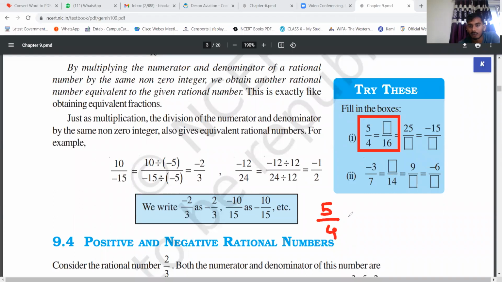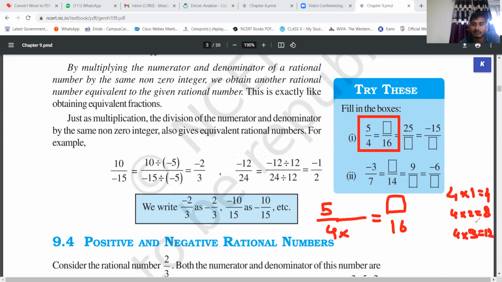5 by 4. Keep some gap and write dash upon 16. Now imagine, in the table of 4, when does 16 come? 4 ones are 4, 4 twos are 8, 4 threes are 12, 4 fours are 16. I got it, that is 4 into 4. So the same thing I told you: the number by which the denominator is multiplied should be multiplied in the numerator also. So 5 into 4, how much will it be? 20 by 16. So I got the answer, that is 20 by 16.